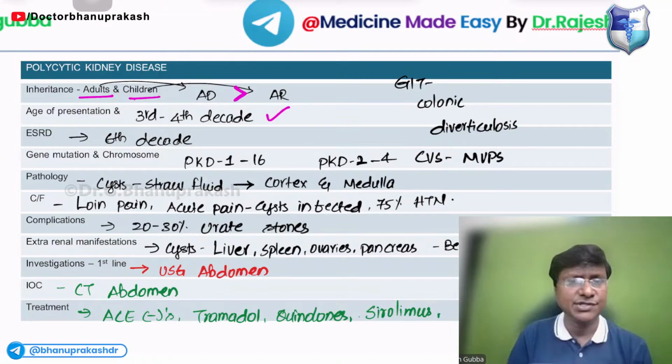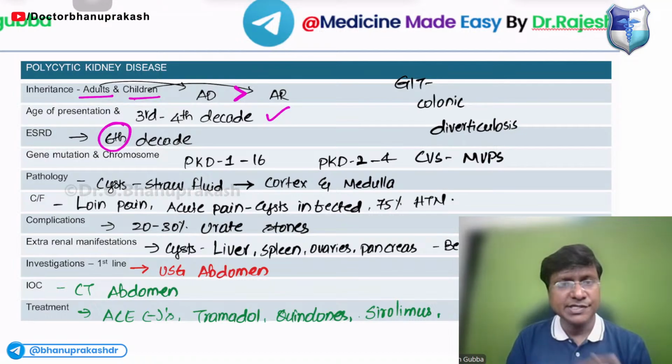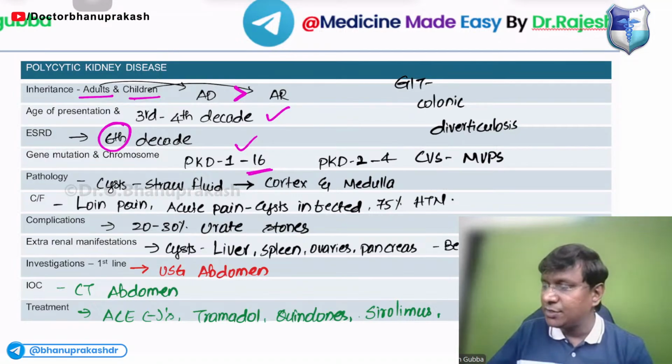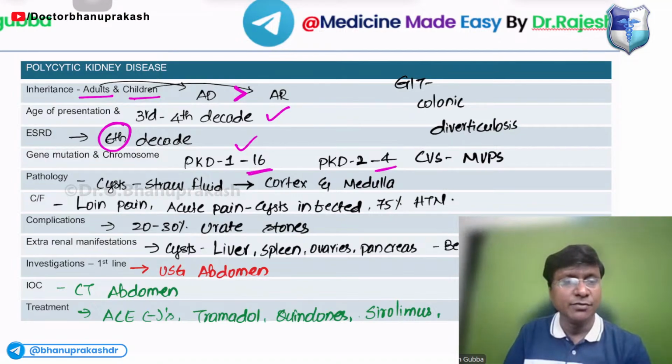And what is the age of presentation of this polycystic kidney disease? The age of presentation is around the third to fourth decade. By almost the sixth decade, they go into end-stage renal failure, that is by almost 60 years. In order to develop polycystic kidney disease, the genes that are mutated are PKD1 as well as PKD2. The PKD1 gene is present on chromosome 16 and the PKD2 gene is present on chromosome 4.